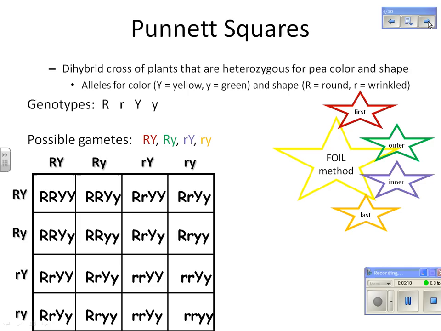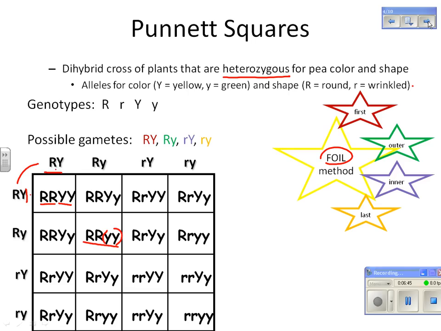Once we set up our crosses, again, it works exactly the same. So I know that I have homozygous dominant for round, homozygous dominant for yellow here because of the intersection between those two gametes. Here we have both capital R's, but you see our recessive traits have been added there, and so on.